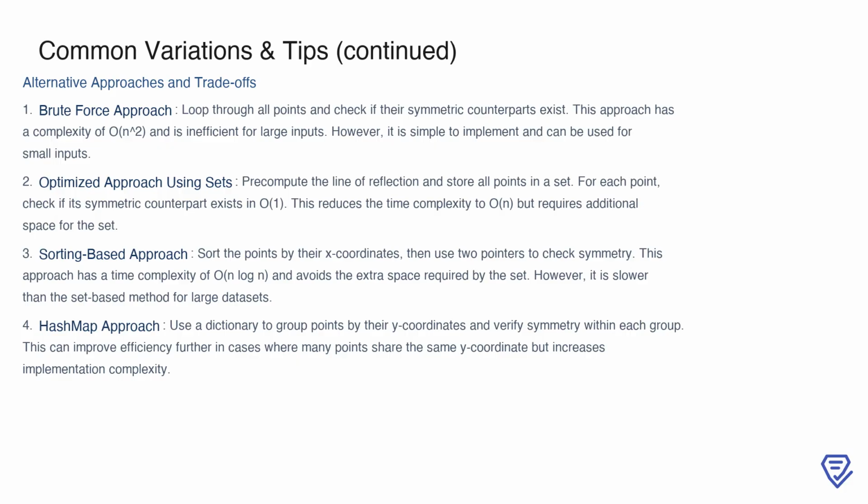Another option is a sorting-based approach, where you sort points by their x-coordinates and use two pointers to verify symmetry. This avoids using extra space but has a slower time complexity of O(n log n). Lastly, a hash map approach groups points by their y-coordinates and checks symmetry within each group. This method can be particularly efficient when many points share the same y-coordinate, but it adds complexity to the implementation. Each method has its strengths and weaknesses, so the best choice depends on the problem constraints and input size.